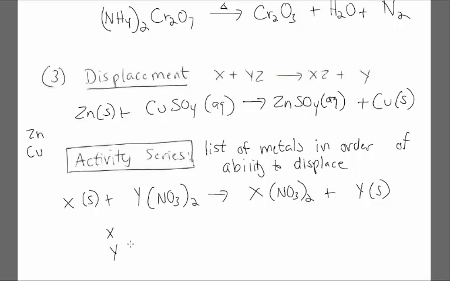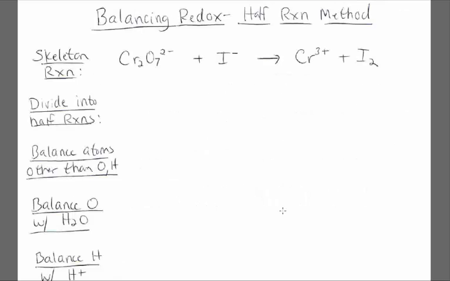And we could do another compound which we could call Q, and if Q could displace the X, then it would go higher than X. But if it could only displace the Y but not the X, it would go in between. And if it could displace neither, then it would go at the bottom. So you can rank metals this way according to their ability to displace.